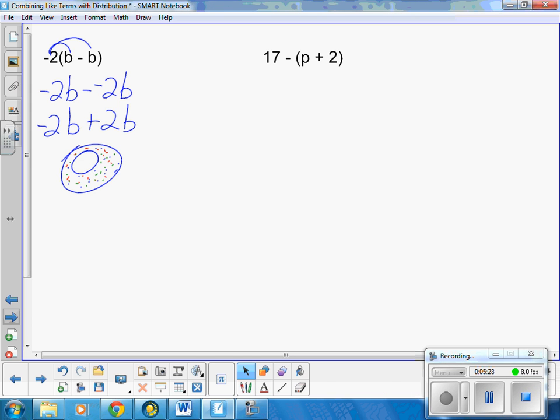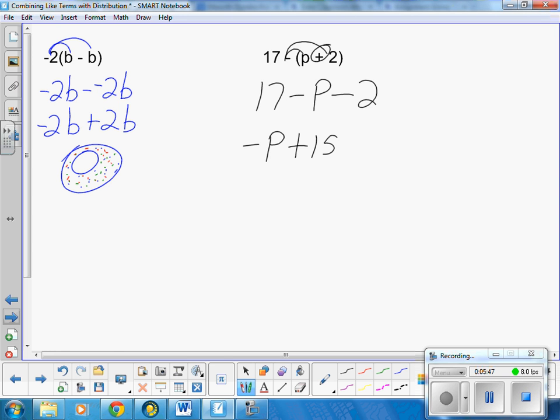The next problem. 17 minus p minus 2. Subtract the p, and the subtract and a negative make a minus. So I get minus 2. So that's a negative p plus 15. 17 and a minus 2 makes 15, positive 15. So my answer again is a negative p plus 15.